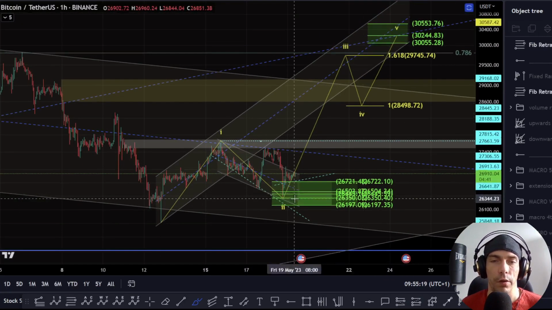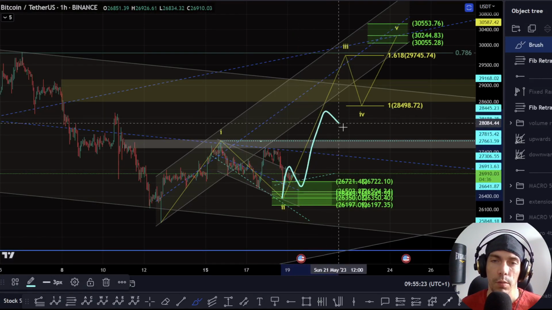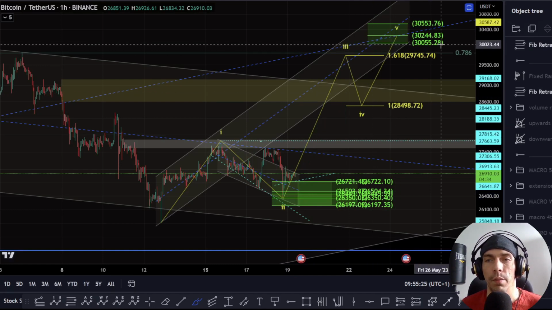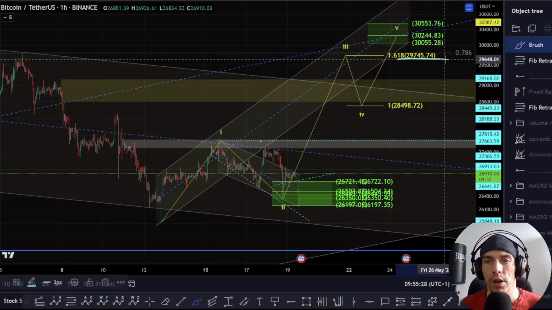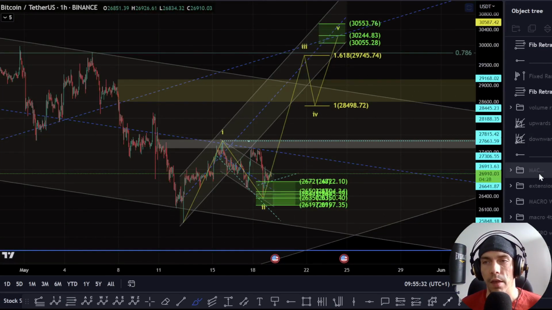The price action needs to follow through if this is the case, where we would be looking at this as potentially another 1 2, and then we'd be looking for 3 4 5, looking to push up into this higher range here of this 29,745. So this is what we're looking out for in that case of a bullish count.